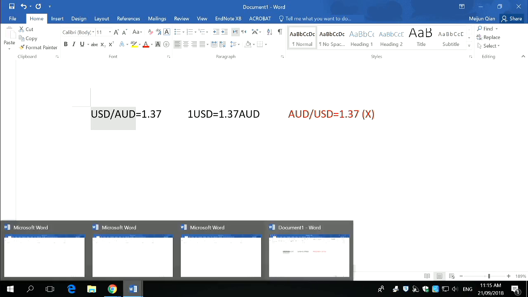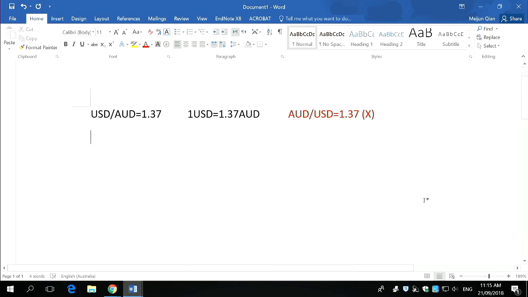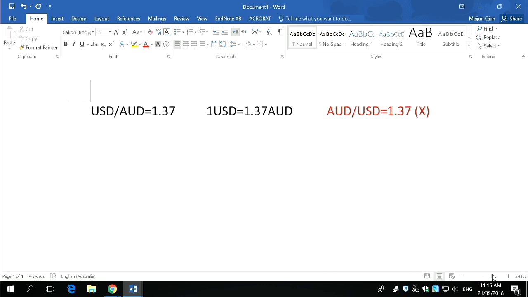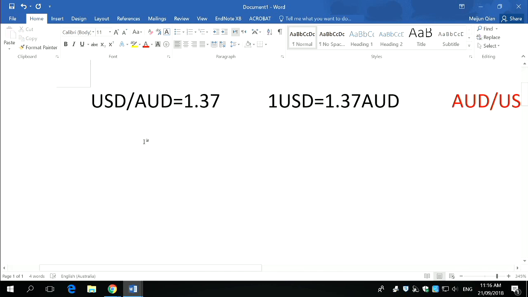Can you, at the very back, can you see? Can you see at the very back? Nobody is responding to me, but I'm just going to make it bigger to make it easy for you guys, right? So the value of USD is 1.37 times the Australian dollar.